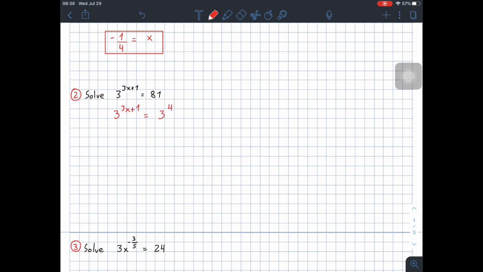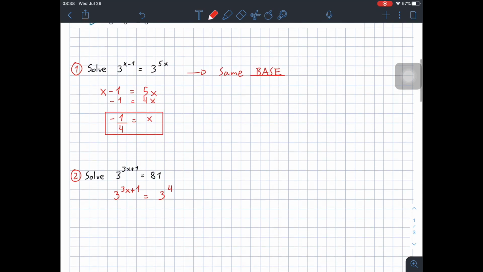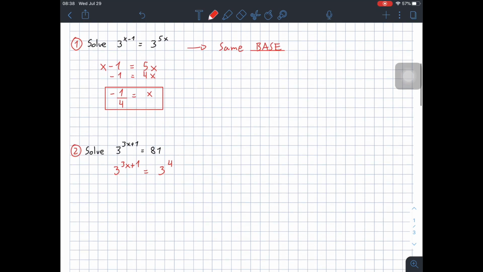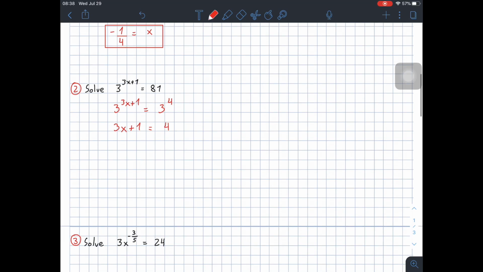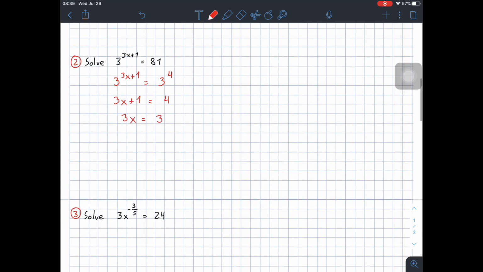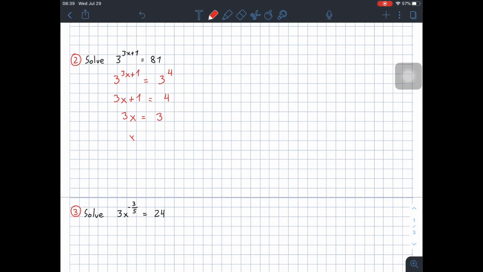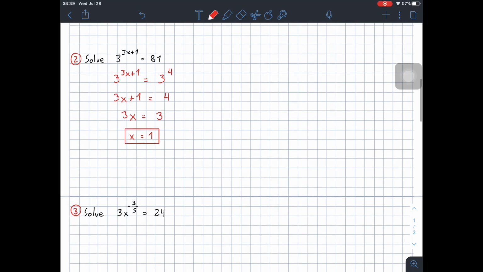And now I'm back to the same situation we had in the first problem. We have the same bases, so we can equate the exponents. So 3x plus 1 is equal to 4. And then we solve for x. 3x is equal to 3, so x is equal to 1. And that's the result. Okay, let's go to the next one.